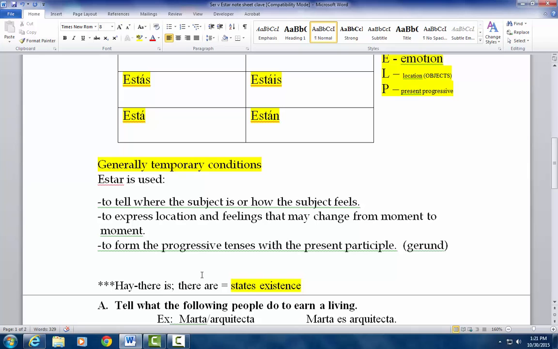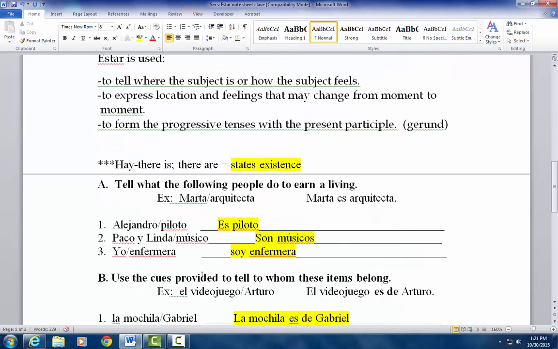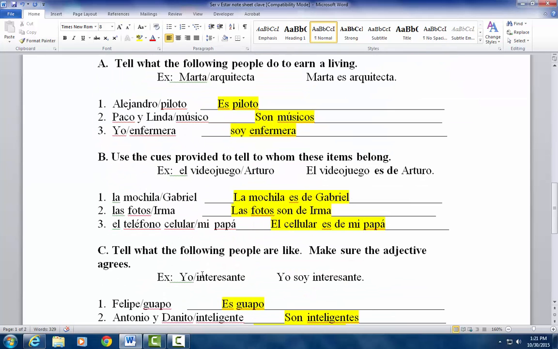Okay, go ahead, flip the page. We're going to get into some examples here. Letra A. Tell what the following people do to earn a living. This is occupation, so it takes SER. Alejandro es piloto. Paco y Linda son músicos. Yo soy enfermera.